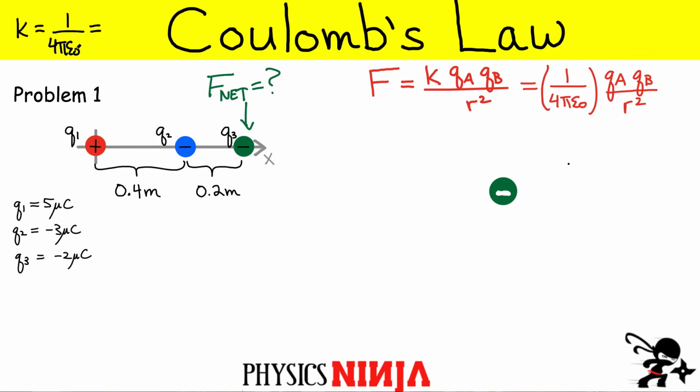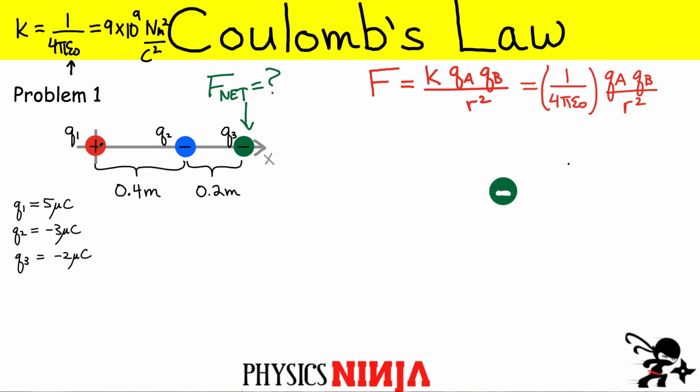And if you look this up in your textbook and substitute everything into your calculator, you should get 9 times 10 to the 9, and the units for that are going to be newton meters squared per coulomb squared. And you need those units in order to have newtons for the force at the end of the day.